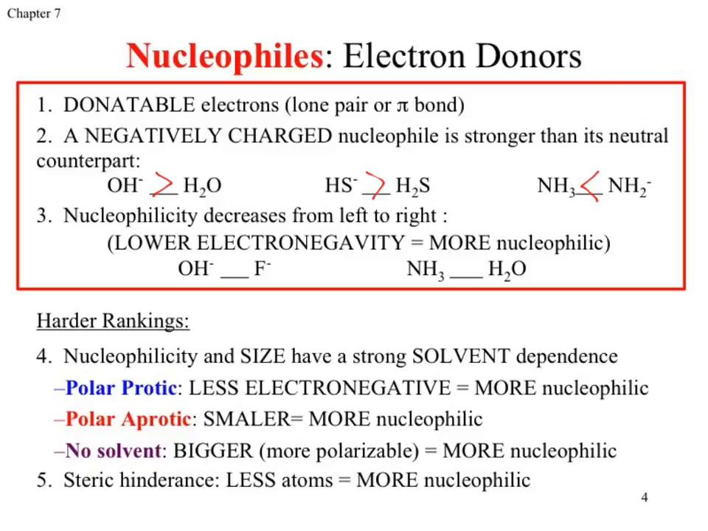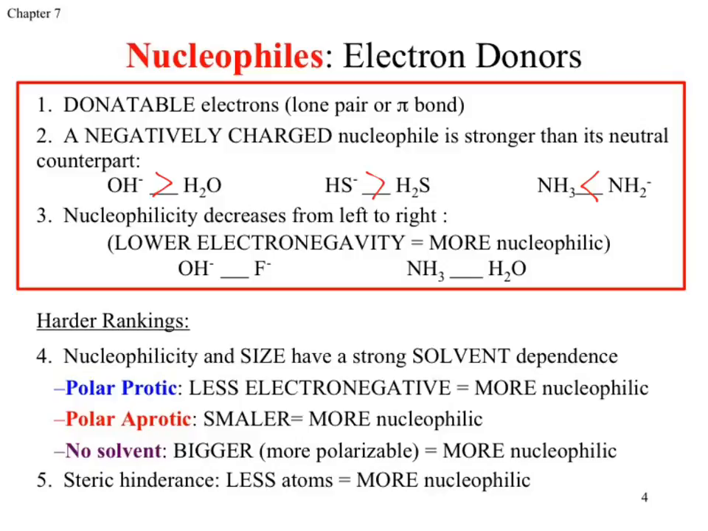So, OH minus versus F minus. OH minus is the better nucleophile. NH3 to H2O? NH3 is our better nucleophile. So look, we can start to change both charge and its position on the periodic table. Notice that we will always try and compare them within an individual set. We won't see weird shifting all over the periodic table.